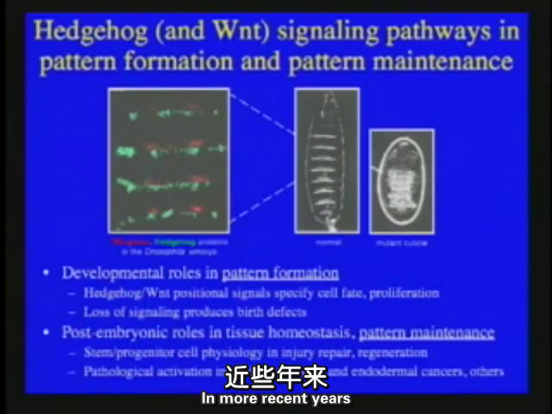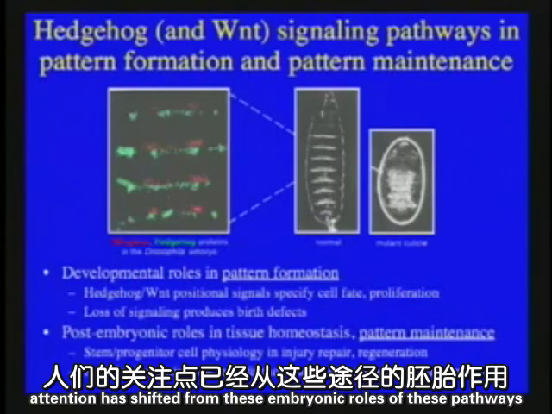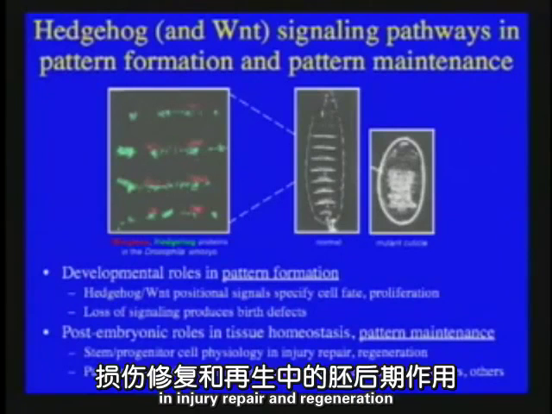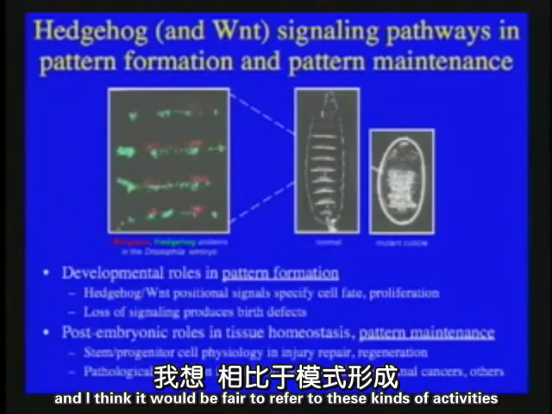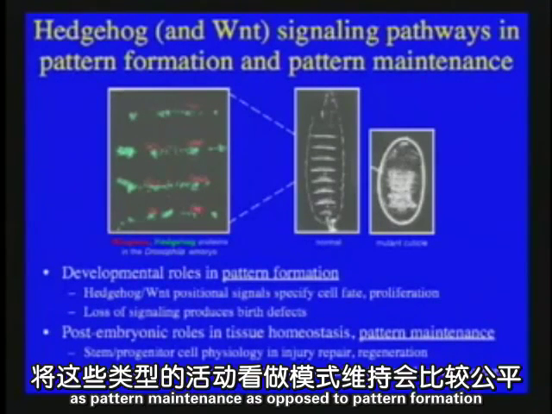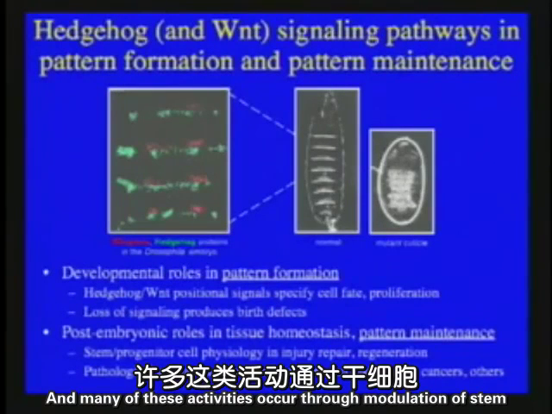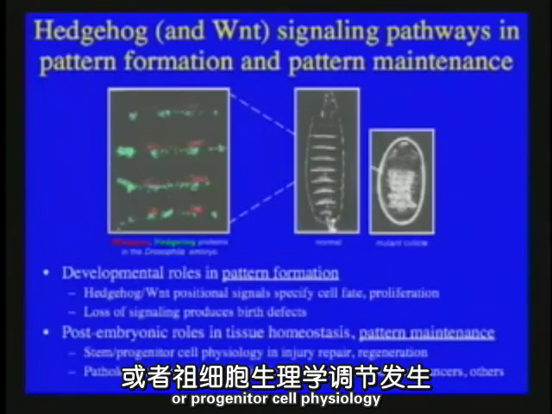In more recent years, attention has shifted from these embryonic roles of these pathways to post-embryonic roles in tissue homeostasis, in injury repair and regeneration, and I think it would be fair to refer to these kinds of activities as pattern maintenance as opposed to pattern formation, which is what happens in embryogenesis. And many of these activities occur through modulation of stem or progenitor cell physiology.